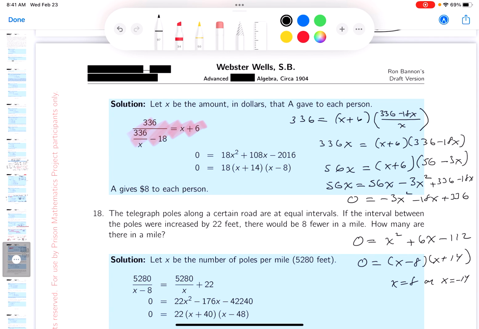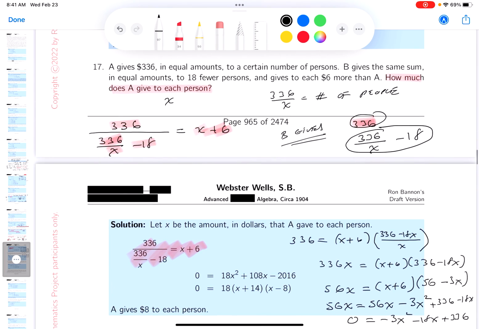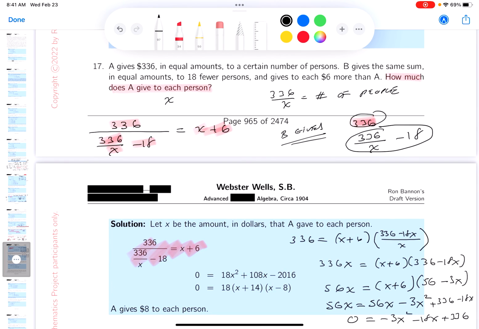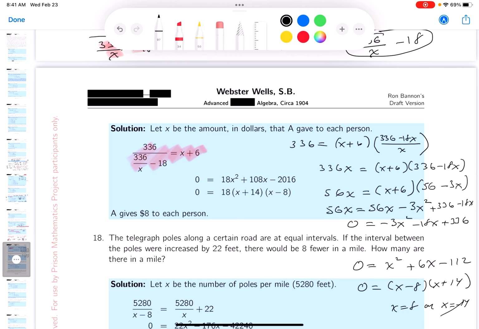Now, I want to remind you that going back to the problem, I know it seems like a while ago, how much did A give each person? Minus 14 makes no sense. So it's over here. What is that going to be? $8 a person. And that's right over here. Thank you for paying attention.